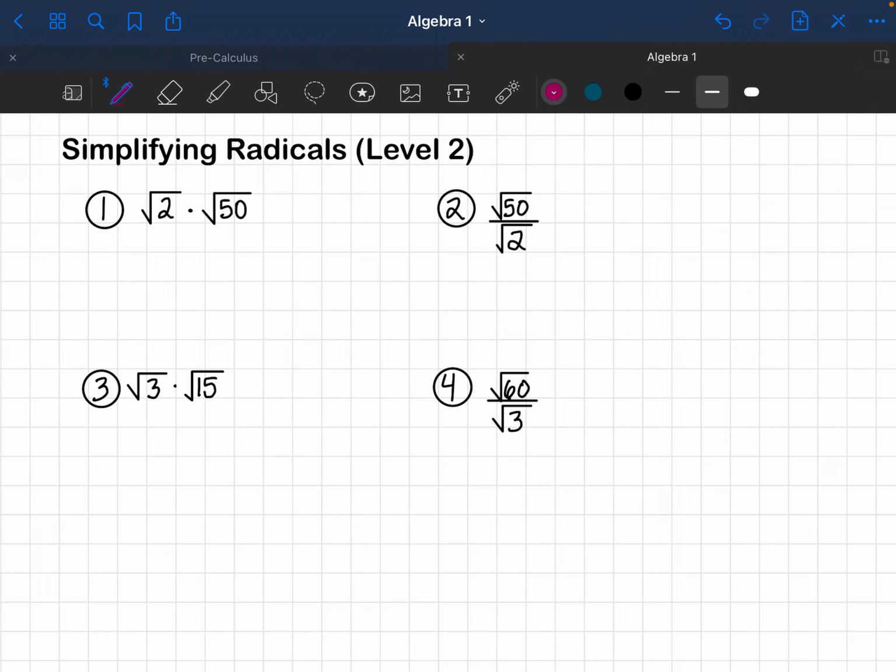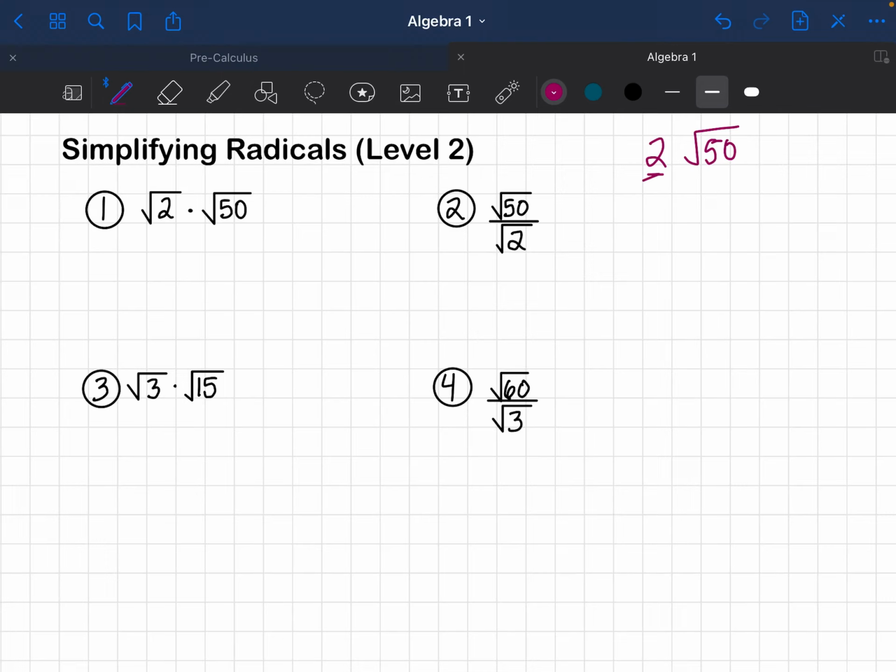And it only works when both of them are inside the square root. So I like to think about it as they're just some friends in quarantine, and 2's in quarantine, and 50's in quarantine. Well, they're bored on their own, so why don't they hang out together because they're both in quarantine? But if 2 wasn't in quarantine and 50 was, well, then they can't hang out together because they don't want to get this 2 sick, right? So think about it like that. We can only combine them if they're both inside the square root.